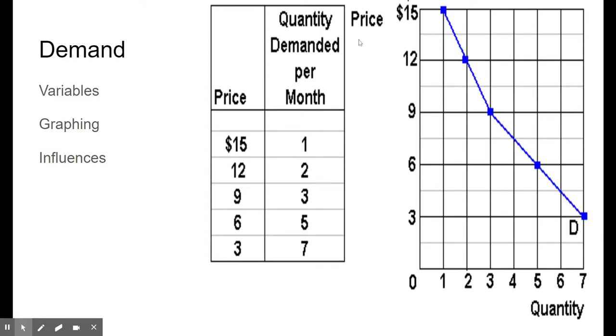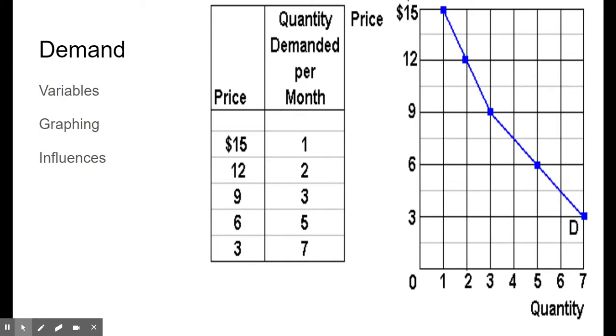And whenever we keep track of them in a demand table, like you can see here on the left, we put the price down in the left-hand column, and the right-hand column is going to be the quantity. So maybe this is the quantity demanded per month for a certain type of product. So this is going to follow what we call the law of demand. Whenever prices are high, demand is obviously going to be low.